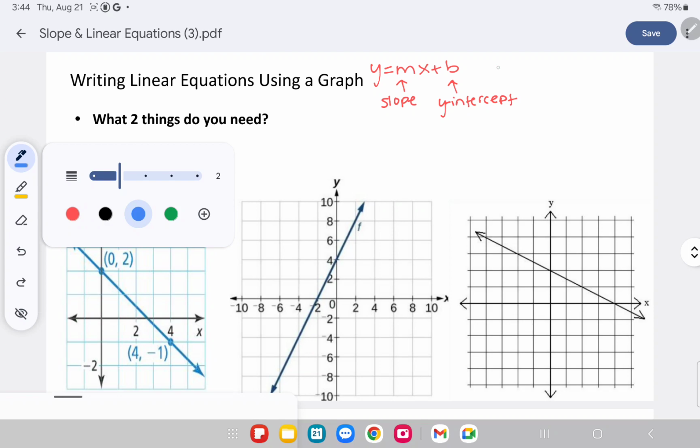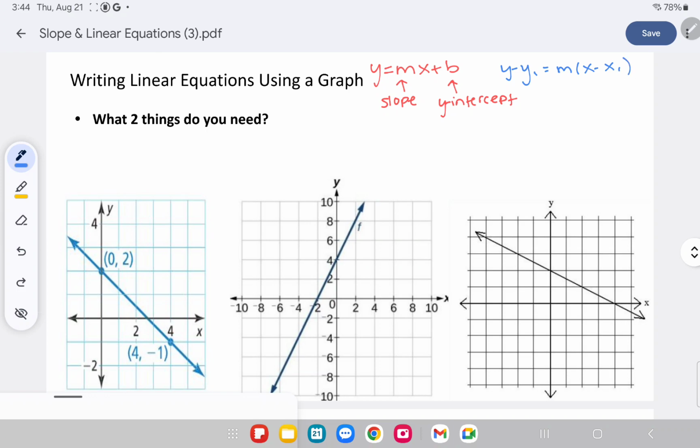Point-slope form says y minus y1 equals m times x minus x1, and it's called point-slope form because to use it, we need to know the slope, and we need to know any point, an ordered pair made up of any x value with its corresponding y value.